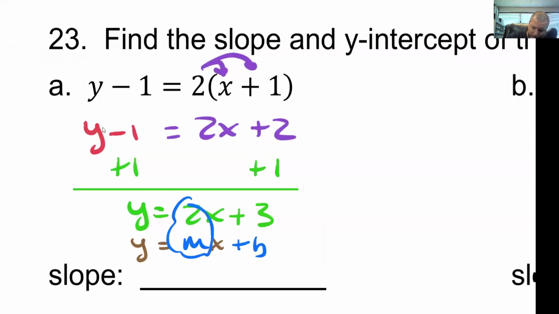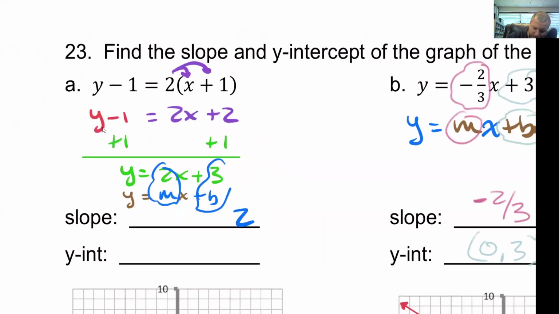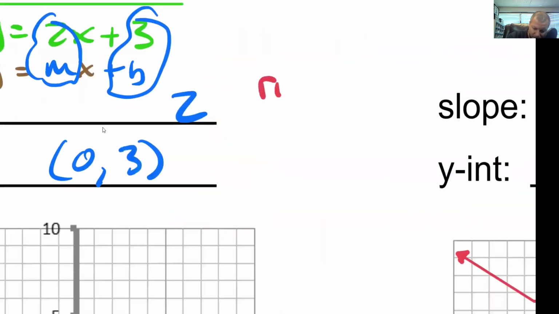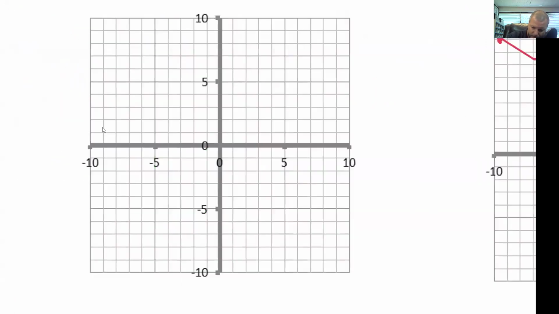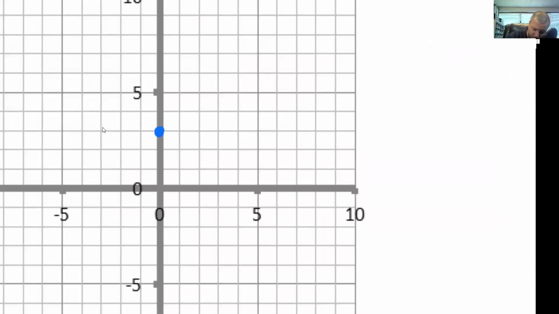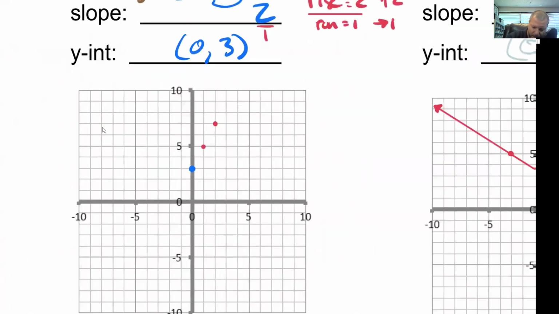So my slope, my m, is 2. My b, my y-intercept, is 3. Again, (0, 3) would be my y-intercept. So slope is 2, which is like 2 over 1. So we're rising 2, we're running 1, going up 2, right 1. So 1, 2, 3, there's our y-intercept. If I go up 2 over 1, I get there. Up 2 over 1, I get there. So here's my line. Let's make it nice and straight. Let's be proud of our line work. So we get something like that as our equation.